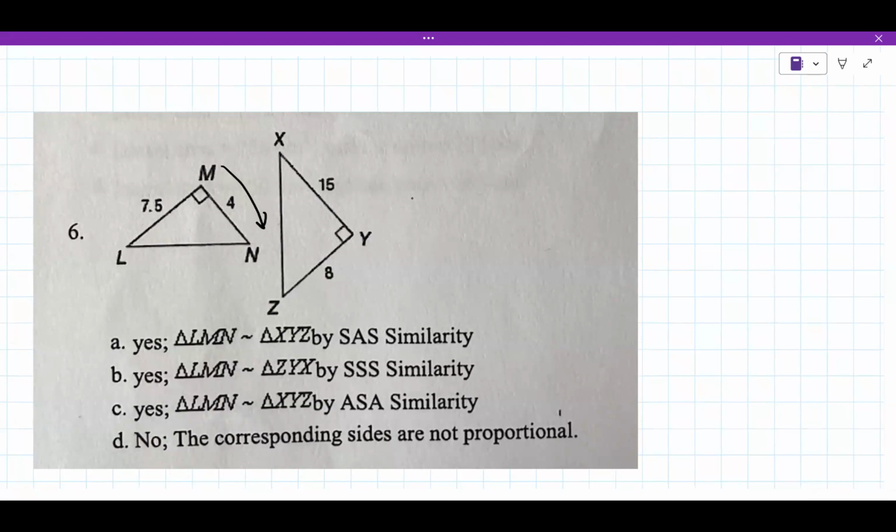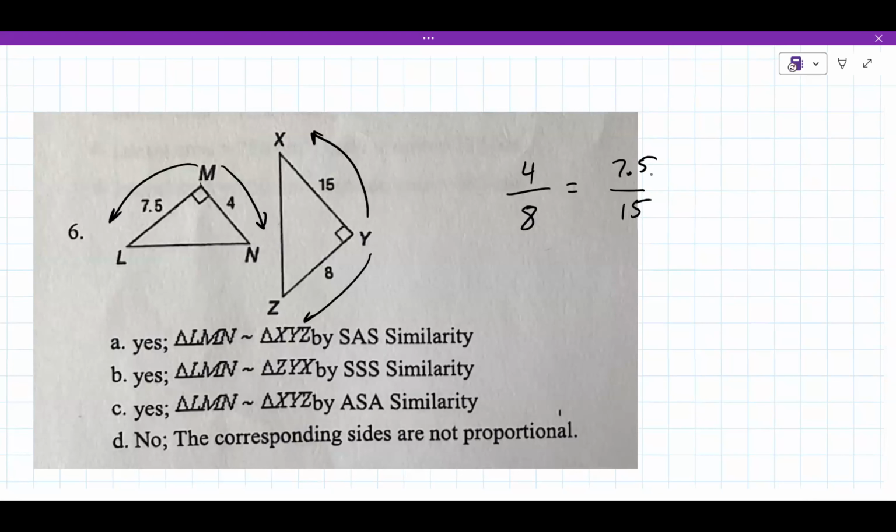M to N is a path, like you go from the 90 out, and Y to Z is the corresponding one. So does 4 go to 8 the same as, for example, 7.5 going to 15? Does that work? What is 4 over 8 then? 4 over 8 is 0.5. How about 7.5 over 15? 7.5 over 15 is 0.5. They are similar, so they're the same.